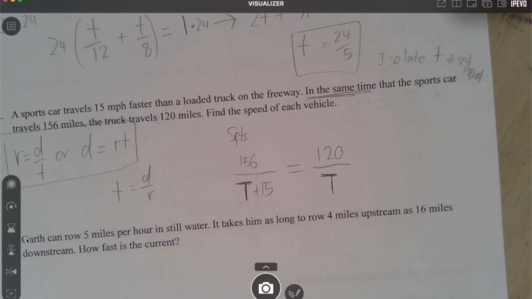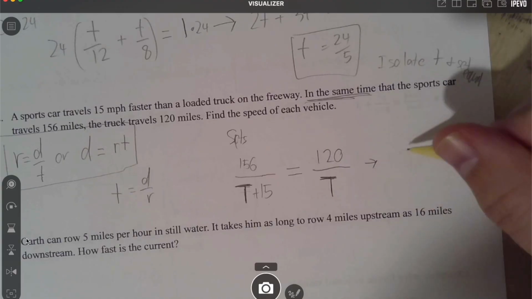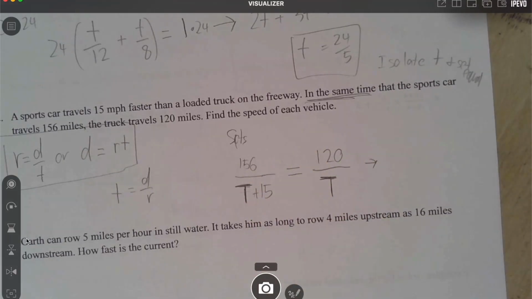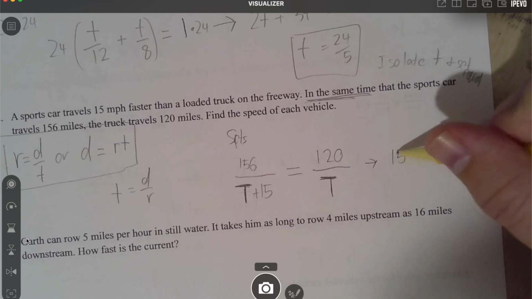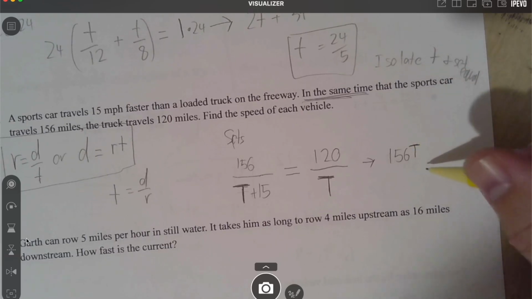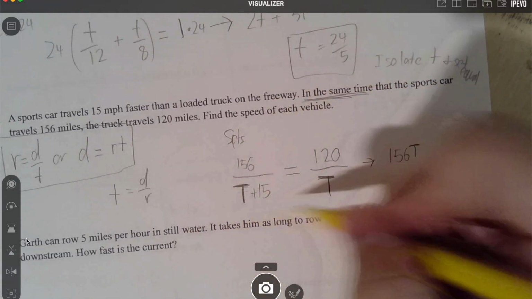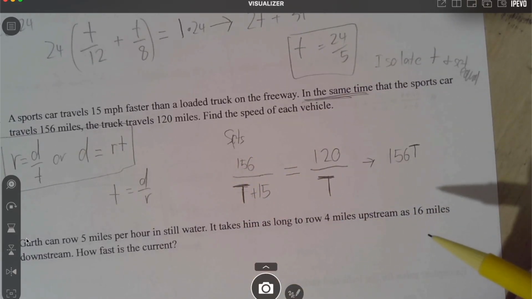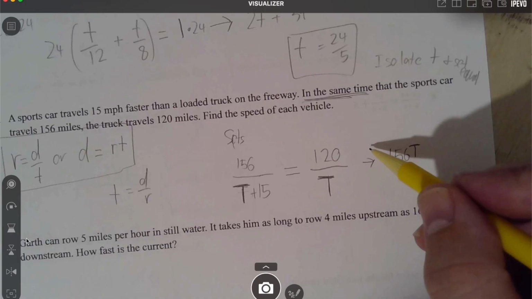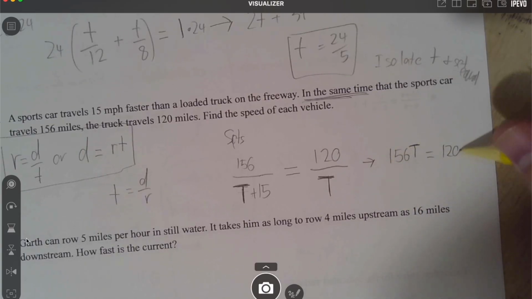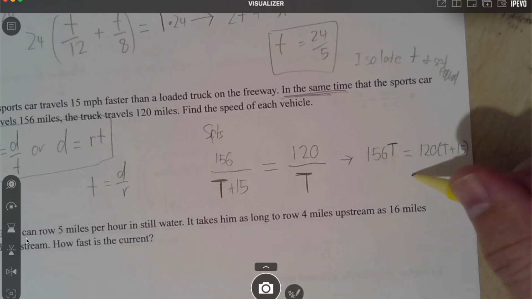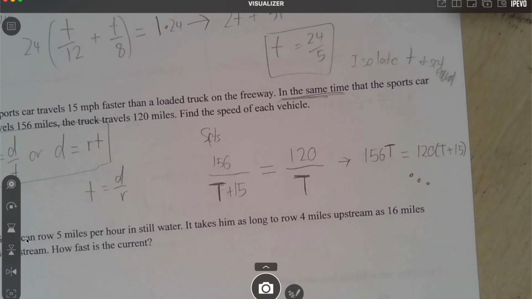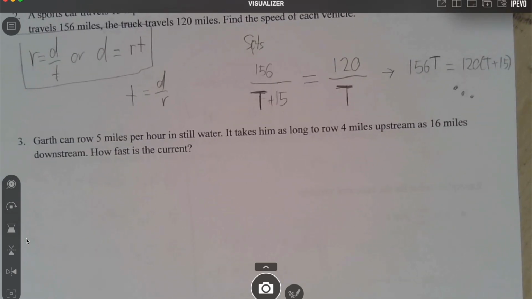Now, for sake of time, I'm just going to set this one up and maybe do the next step. I would multiply both of those unique denominators. By doing so, I would have gotten 156 capital T on the left, because I multiplied the T plus 15, which canceled, and the T also came over. And then from there, I needed to multiply the T plus 15 to the 120. I technically multiplied the T as well, but it canceled itself out. And that would be your setup, and from there we continue. Okay.